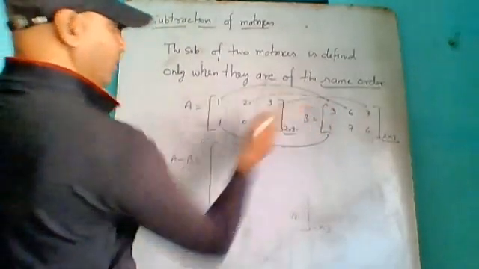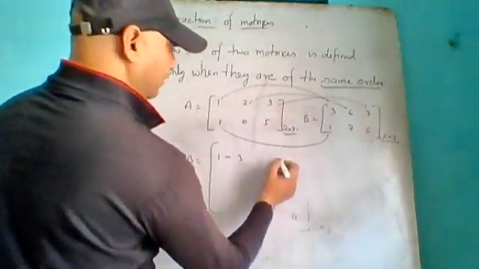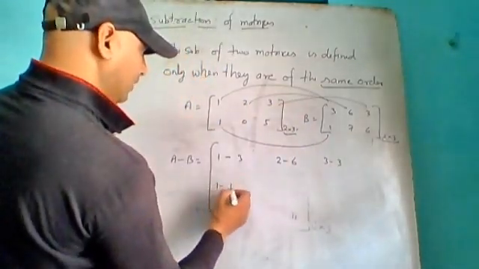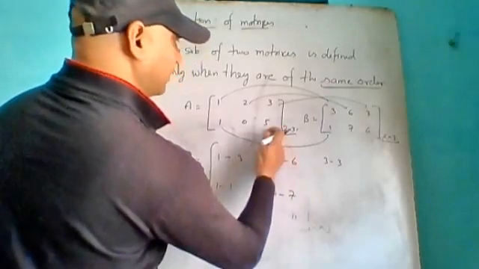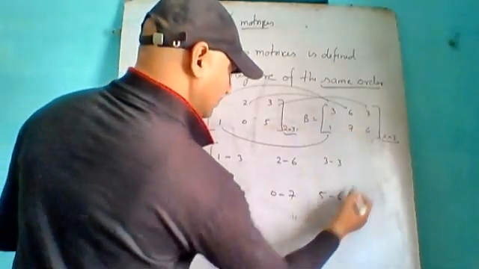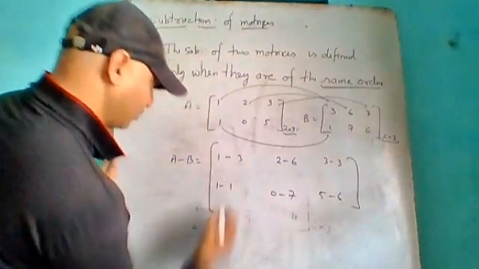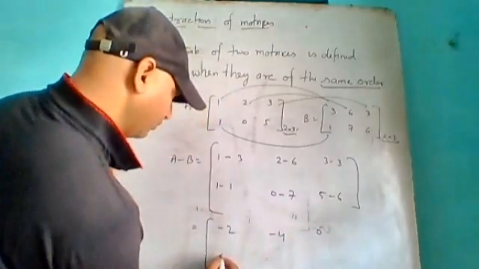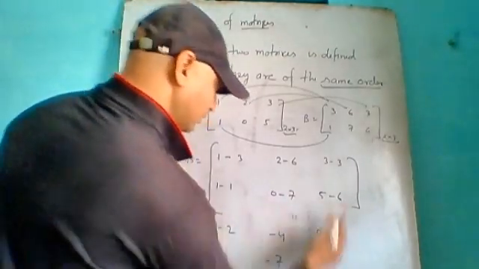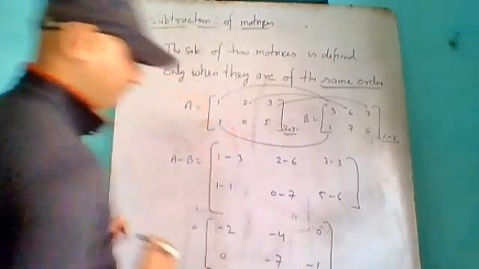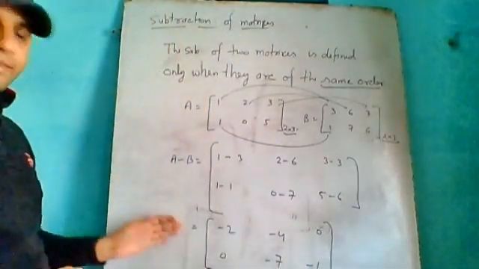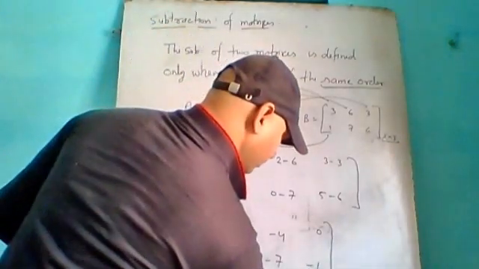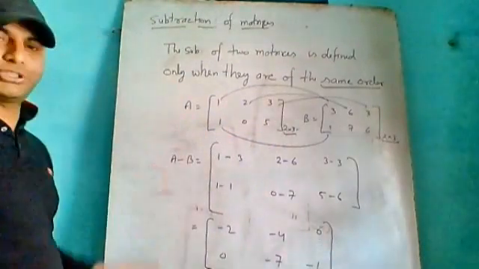Then subtract them: 1 minus 3, 2 minus 6, 3 minus 3, 1 minus 1, 0 minus 7, 5 minus 6. This one. So minus 2, minus 4, 0, 0, and so on. This is subtraction of two matrices. Simply, the order is 2 by 3. Correct? This is subtraction of matrices.